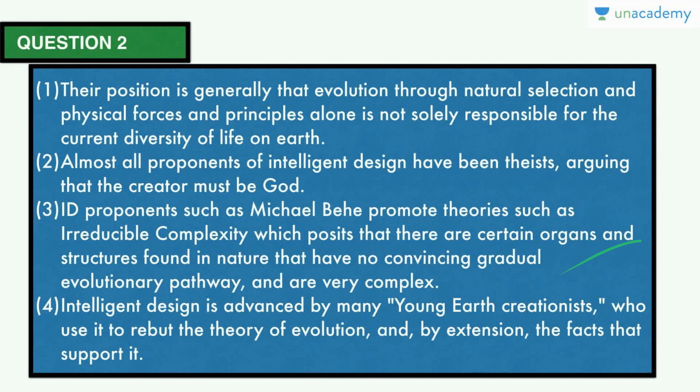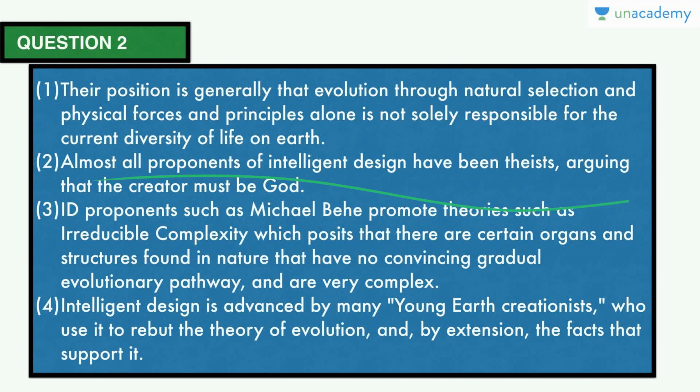Okay. Has to start off with 2. Intelligent design is advanced by many young Earth creationists who use it to rebut the theory of evolution. Okay, got it. There is this young Earth creationist. Sentence 3 is the one that is the odd one out. Okay, this was a difficult one. I hope I am correct on this one.